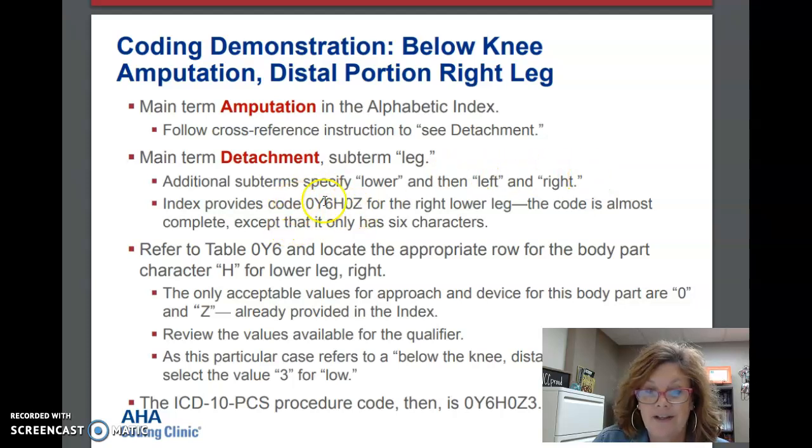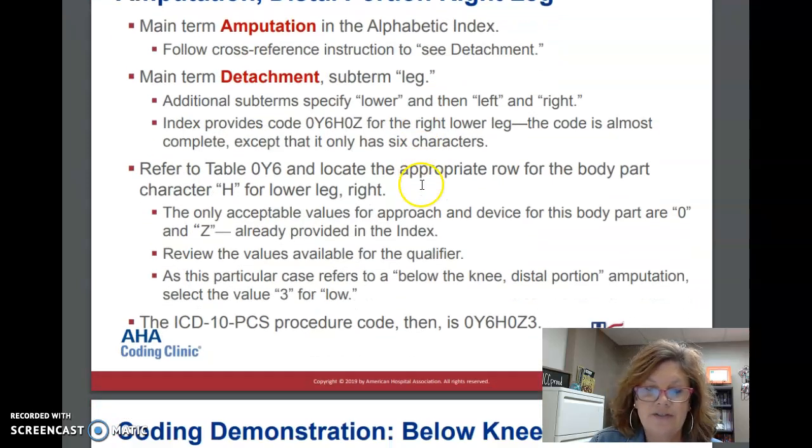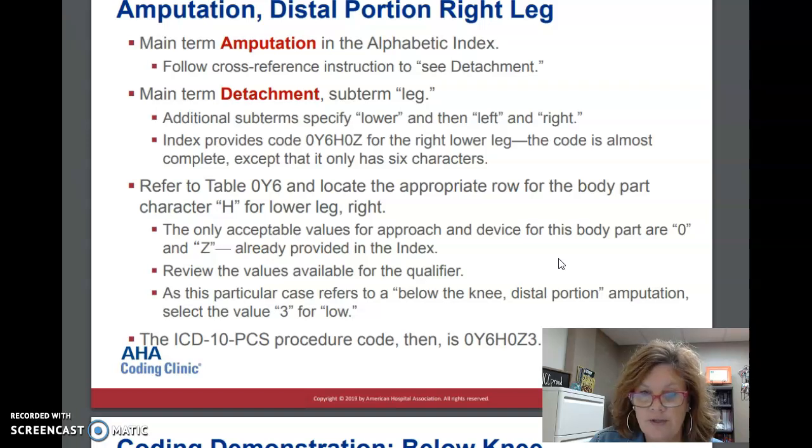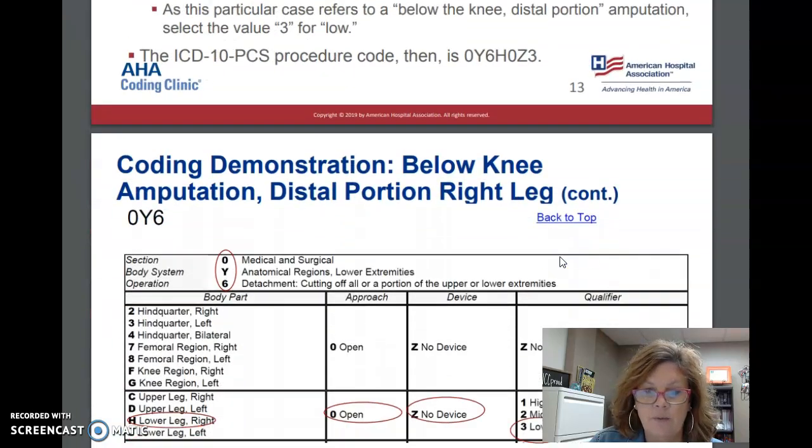Okay, so one nice thing here, it gives me my whole code. I guess it gives me 6 digits. The code is almost complete except it only has 6 characters. Now I have to go to the table 0Y6. I have to go to the appropriate row for the body part, which is character H for lower leg right. And then 0. And then here's the thing. As this particular case refers to below the knee, which 3 is for low. Okay, so again, this information is going to be in your book. If you have any questions, make sure you ask.